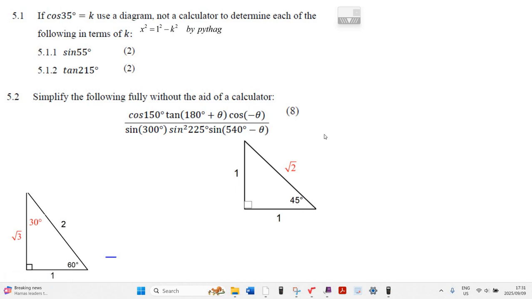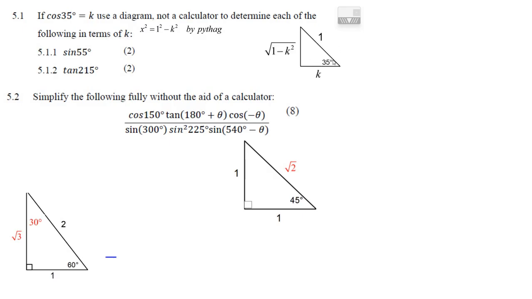Okay, let's try this question here. It says, if cos 35 degrees is k, use a diagram to figure out the following in terms of k. What do they mean? They mean make a picture like this. See, cosine is adjacent over hypotenuse.